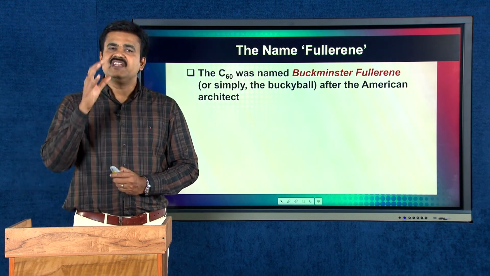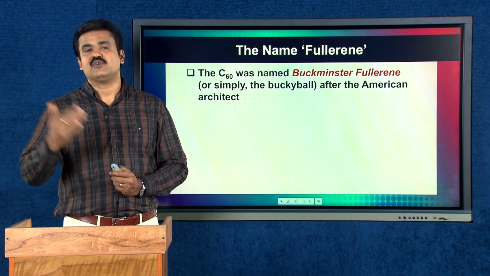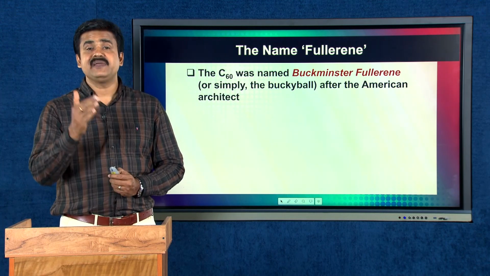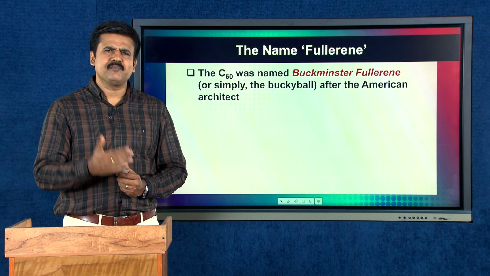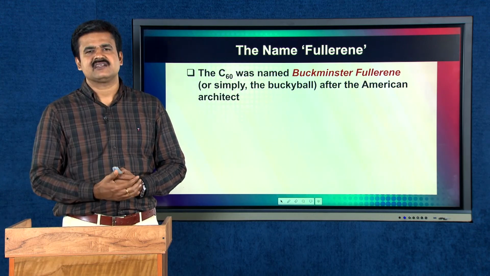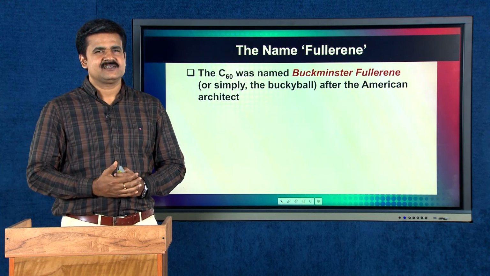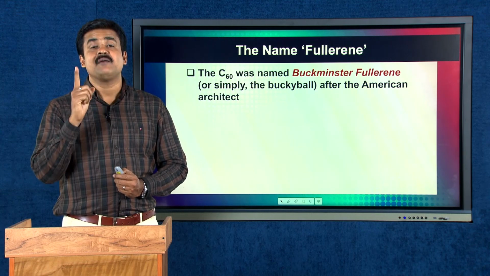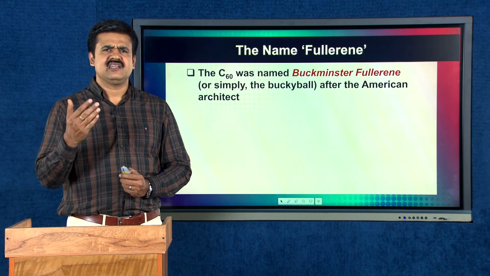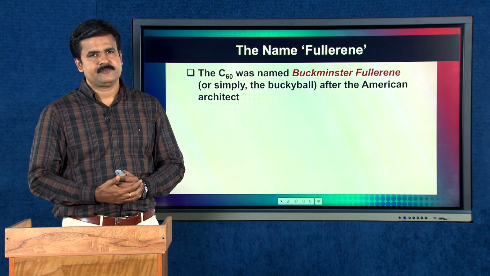Now, the name fullerene. There is a history behind the name fullerene. C60 was named Buckminsterfullerene, or simply the buckyball, and this name is after an American architect. Note the fact that the name is after an American architect, not a scientist or a chemist. Then what is the reason? Why the name Buckminsterfullerene?